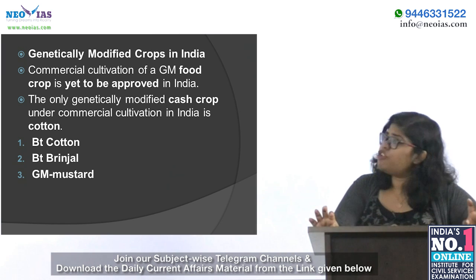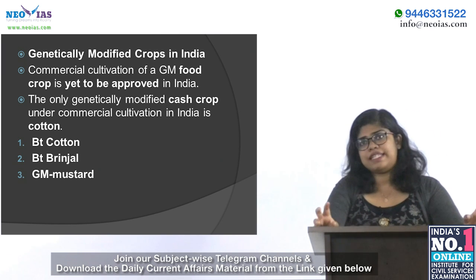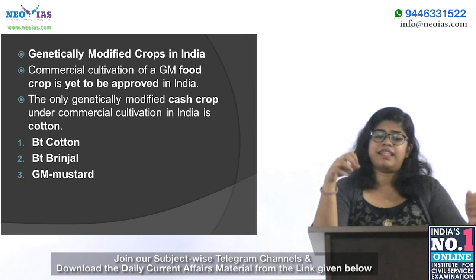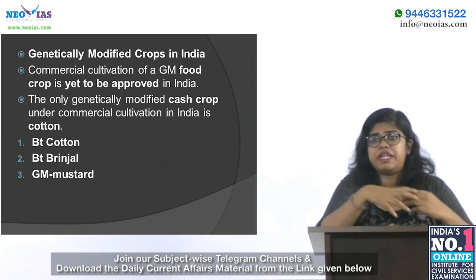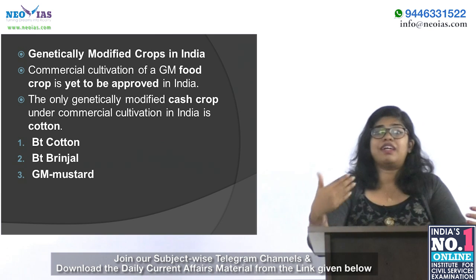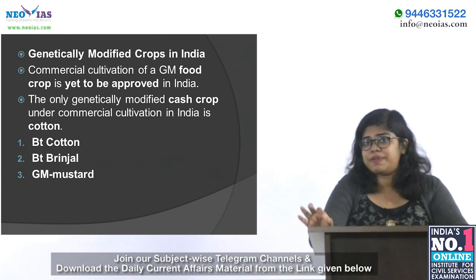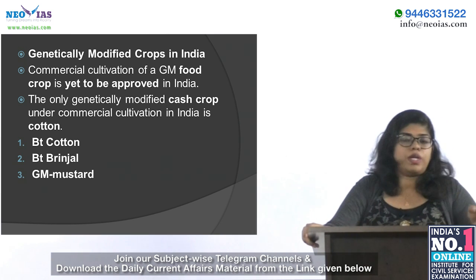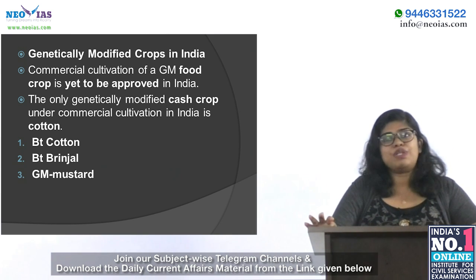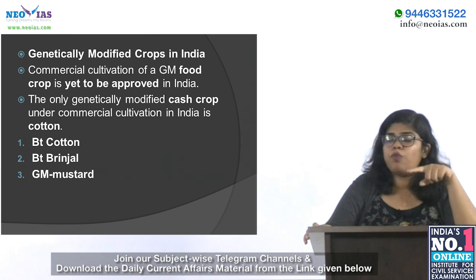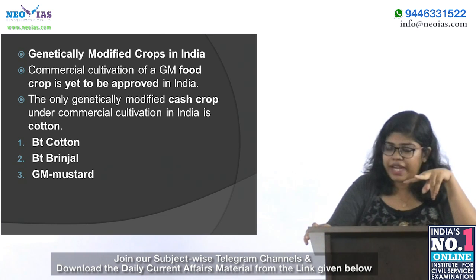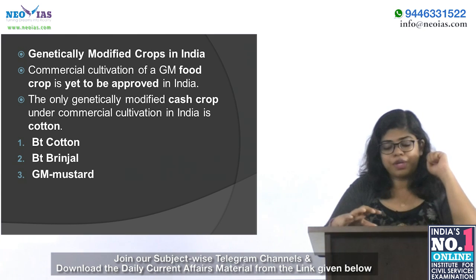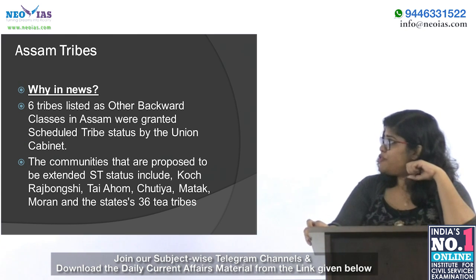And about the Protection of Plant Varieties and Farmer Rights Act, this is to protect the plant varieties and the rights of farmers and the plant breeders and encourage development and cultivation of new varieties of plants. That is basically the function of the Plant Varieties and Farmer Rights Act of 2001. So in this news you have to know about the act, what all are the varieties used in India, what are its properties, that's all you have to know. Next is Assam tribes.